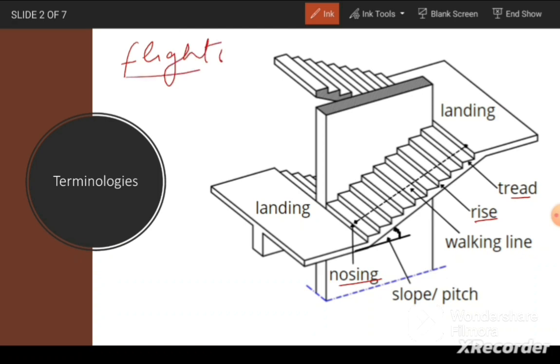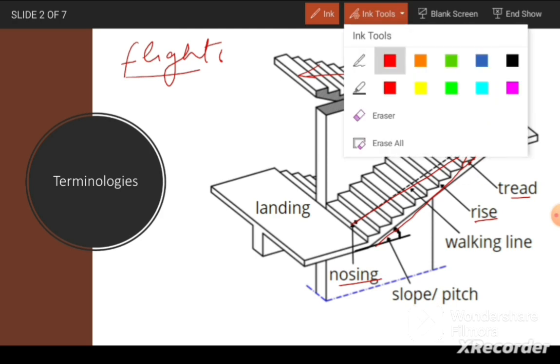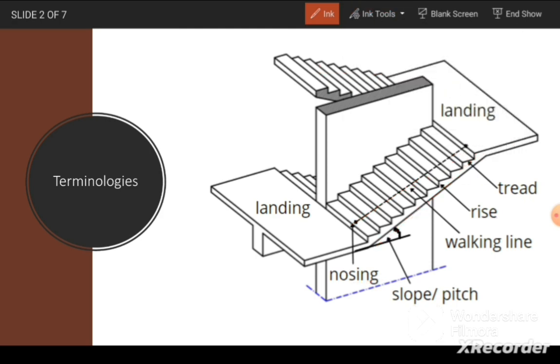The next term is flight of the stair. This is the combination of continuous steps. So this one is one flight and this is the second flight, because we have discontinuity of the steps in between. This horizontal platform which is provided after several steps is termed as landing, and this is for rest purposes, or if we have a change in direction of the stair. At the point of change in direction or after several steps, we need to provide a rest area that is termed as landing.